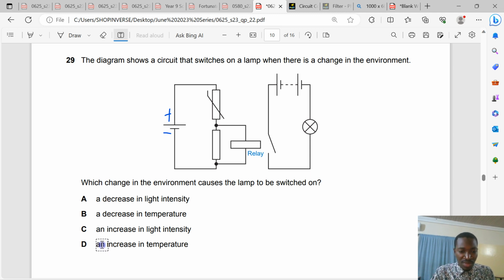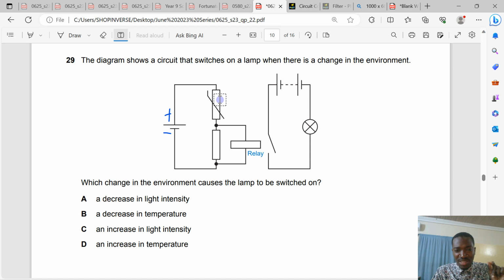29. An increase in temperature. Yes, sorry. When temperature is high, resistance here will be low. And as resistance here is low, it means resistance here will be high. That high resistance will be seen by the relay, and it switches it on. So it is a low resistance that makes this thing come on. When resistance here is low, it makes this one see low voltage. Voltage here will be high.